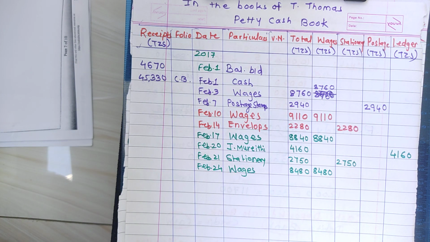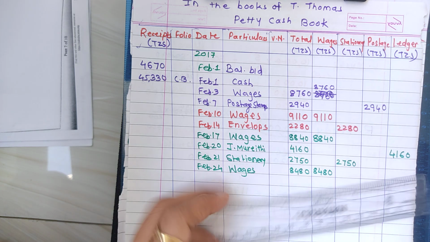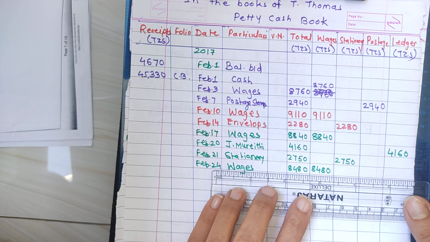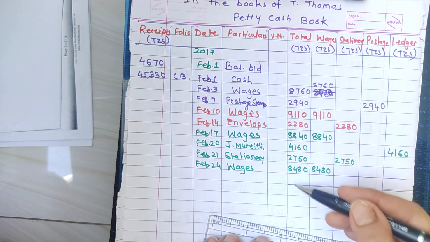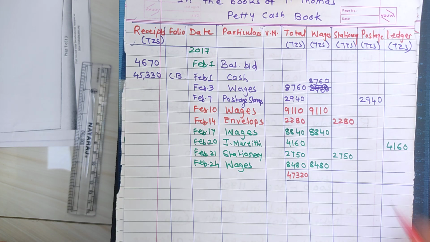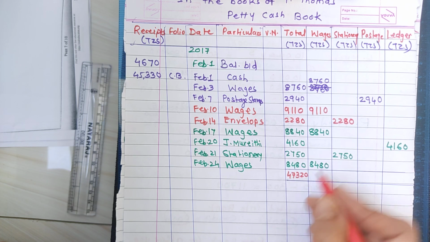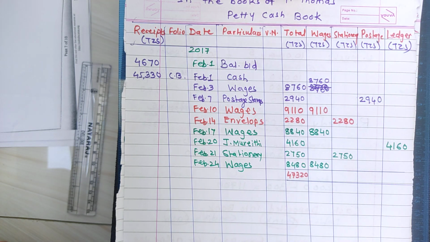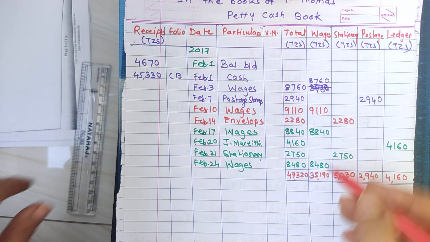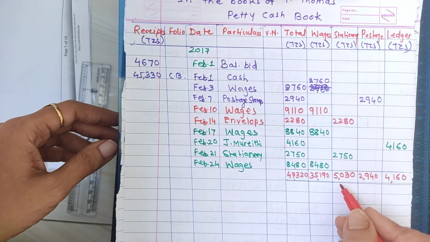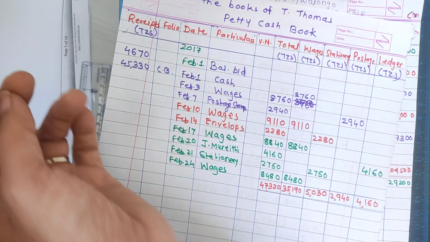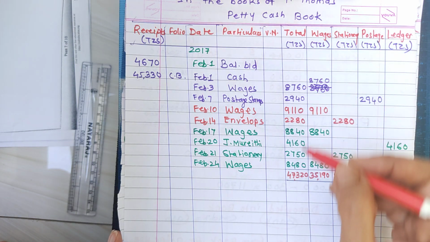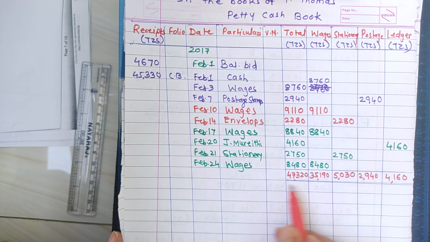Now at the end, what you will do, you have to draw here a line, okay, and make total of each column. So total column is 47,320. In the same way you will make total of each column, wages, stationery, postage and ledger separately. So the total of the wages column is 35,190, afterwards stationery 5,030, then postage 2,940 and ledger 4,160. The total of this column, total vertically, and this horizontal, it should match.